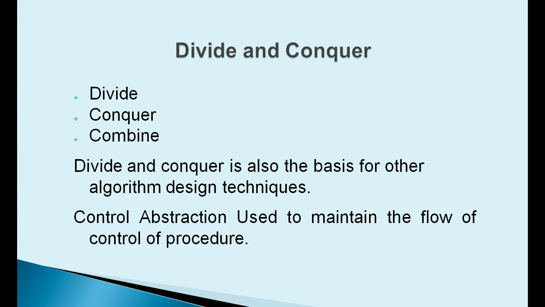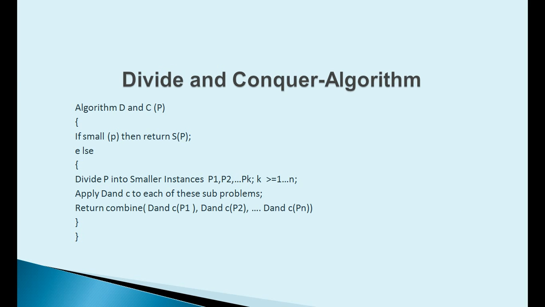Control abstraction is used to maintain the flow of control of procedures. In this algorithm, we follow the divide and conquer procedure. If Small(P), then return S(P), else divide P into smaller instances P1, P2, up to Pk, where k is greater than or equal to 1 and at most n. Apply divide and conquer to each of these subproblems. Return Combine(DAndC(P1), DAndC(P2), up to DAndC(Pn)).